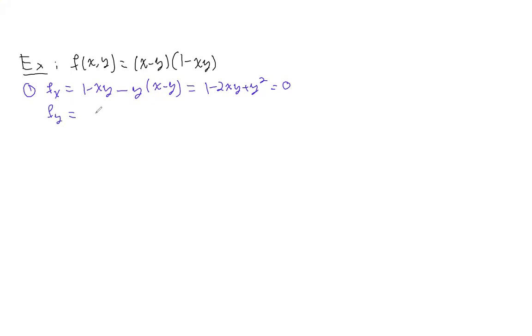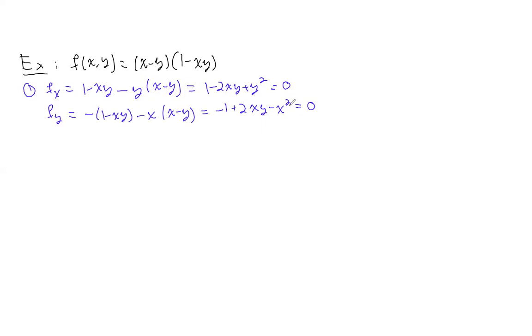fy, meanwhile, is a similar exercise. In this case, it's going to be negative (1 minus xy) minus x times (x minus y), which in this case is going to come out to negative 1 plus 2xy minus x squared equals 0.